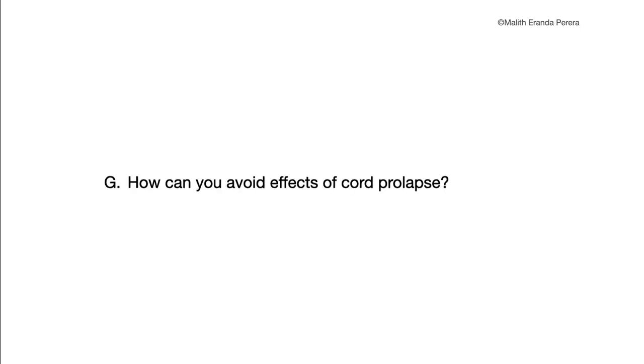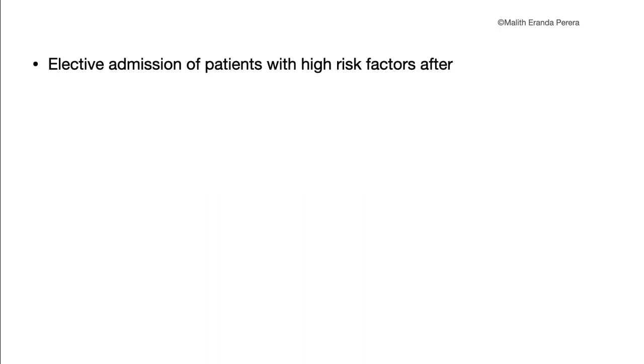How can you avoid the effects of cord prolapse? Remember, you cannot predict a cord prolapse. However, you can reduce the effects of a cord prolapse by doing certain things. If you can identify the high-risk women and admit them after 37 weeks, you will have emergency delivery facilities if an adverse event occurs. So, elective admission of patients with high-risk factors after 37 weeks, like transverse lie, unstable lie, would reduce the effects of cord prolapse, as emergency delivery facilities are there if a cord prolapse occurs.